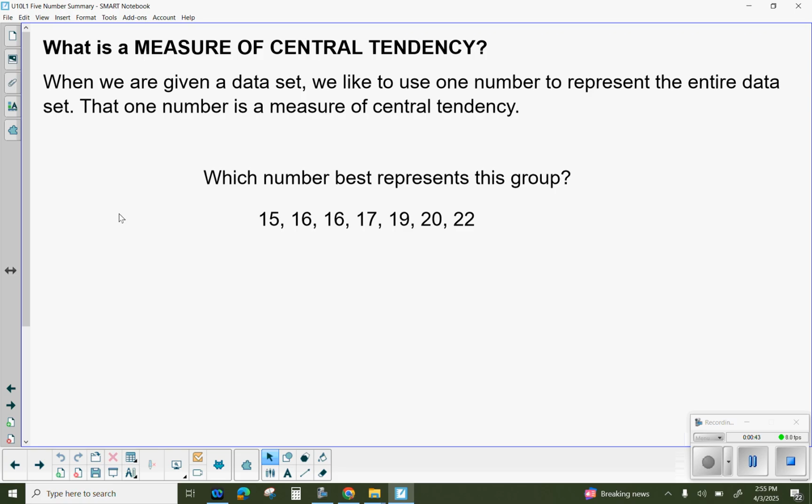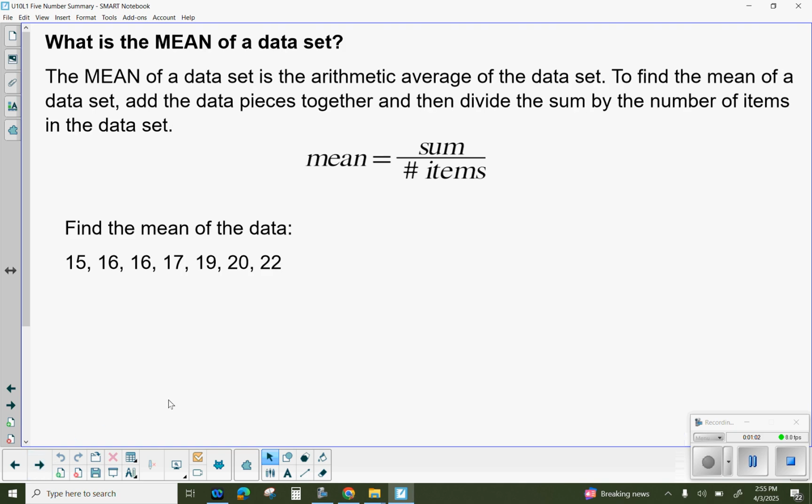Okay, so if I gave you this group of numbers and I asked you which of these numbers best represents the whole group, I think we'd have various answers depending on who you ask. So let's get into the mathematical ways we can represent groups of numbers. The first way we can represent a group of numbers is something called the mean. The mean is a fancy way of saying the average of the set of numbers.